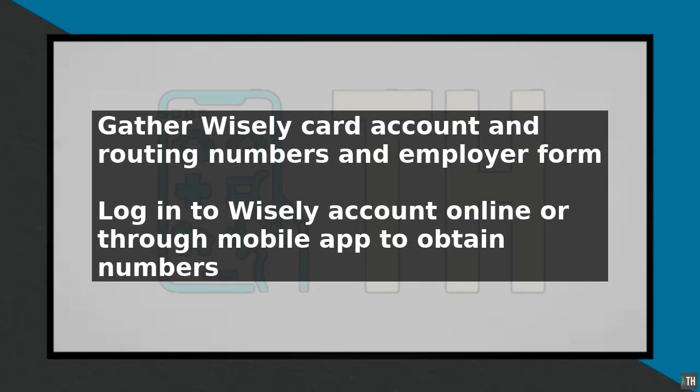To set up direct deposit with Wisely, start by gathering the necessary information and materials, including your Wisely card account and routing numbers, as well as your employer's direct deposit enrollment form. First, log into your Wisely account online or through the mobile app to obtain your account and routing numbers. You can find these numbers in the account settings or details section of your Wisely account.